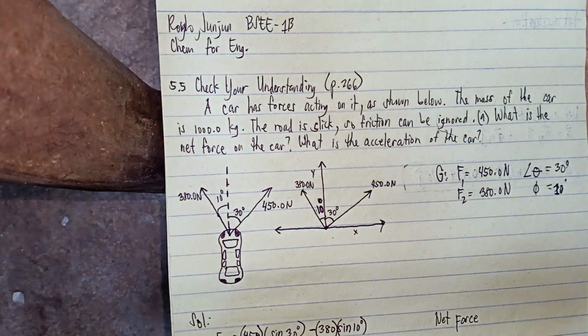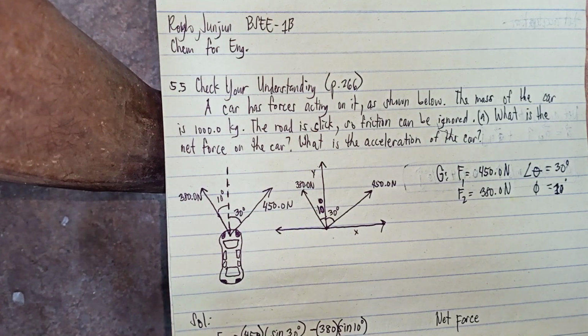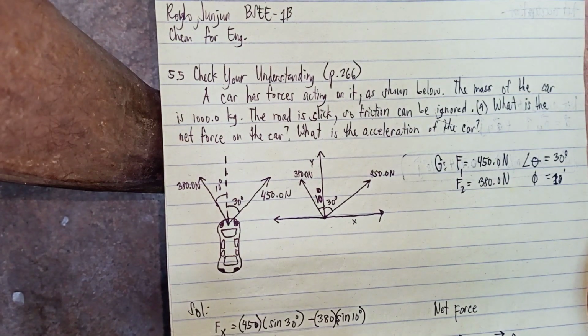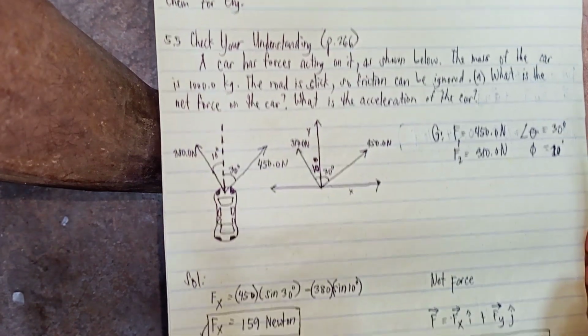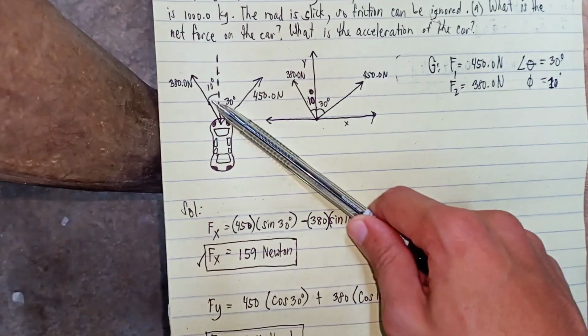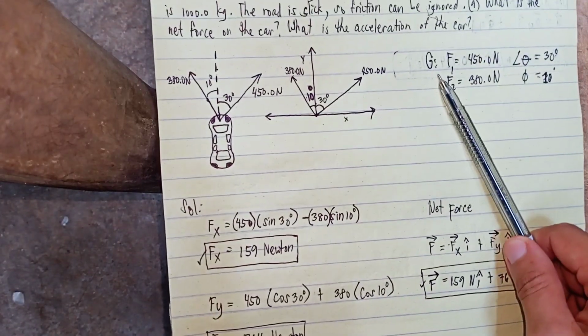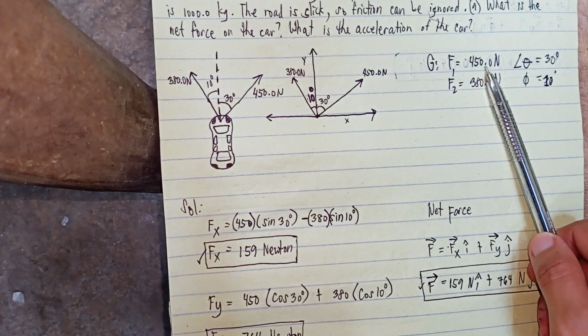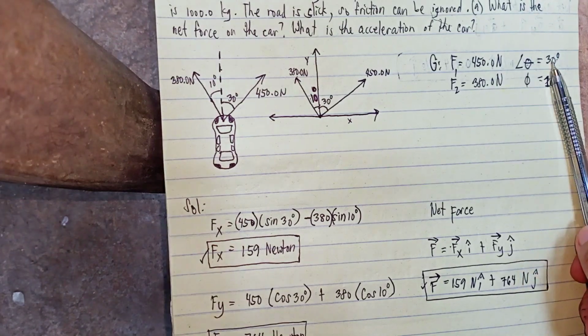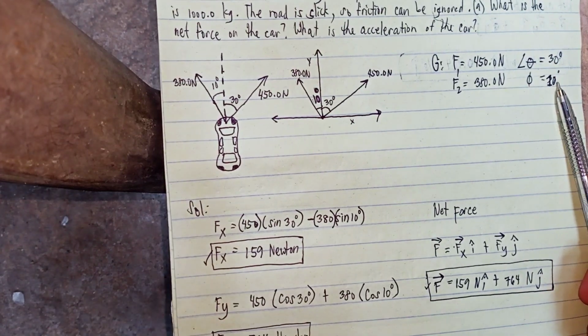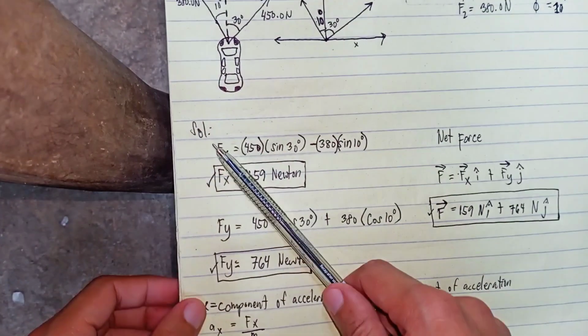5.5, check your understanding, page 266. A car has forces acting on it as shown below. The mass of the car is 1,000 kilograms. The road is slick, so friction can be ignored. Letter A, what is the net force on the car? Letter B, what is the acceleration of the car? So, this is the drawing. Then the given is F1 equals 450 Newton, F2 equals 380 Newton, 30 degrees, and 10 degrees. Solution.